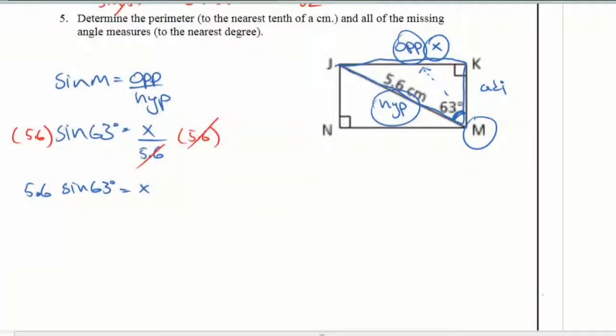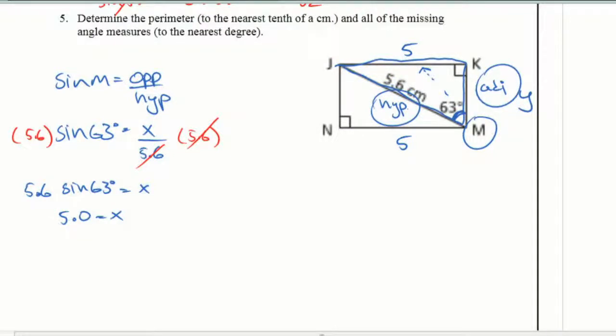To the nearest centimeter. Oh, it asked for the nearest tenth. So 4.989 is just going to be 5.0 anyways. So the length of side X is 5. So if this length up here is 5, this length down here is also 5. So the only thing we need to know now is the adjacent. So if we have the adjacent, maybe we'll call it Y, and the hypotenuse.